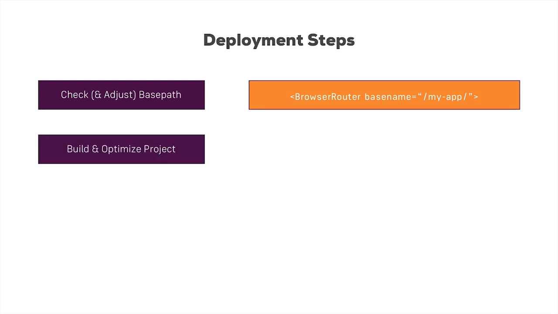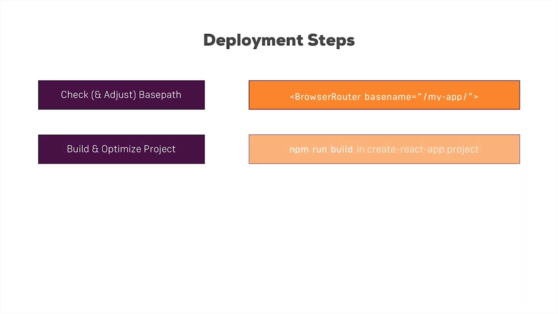The second important thing is that we need to build and optimize the project. This is done with one convenient command in our application: npm run build in create React app projects. That will automatically build the project and optimize all our JavaScript bundles to have a very small code base we then actually will upload on a server. Because we obviously want to ship as little code as possible, since that will be as fast as possible.